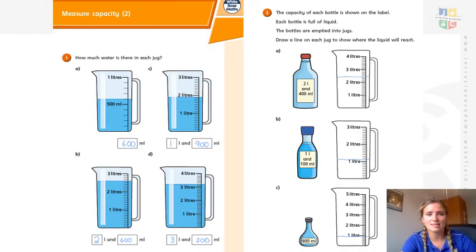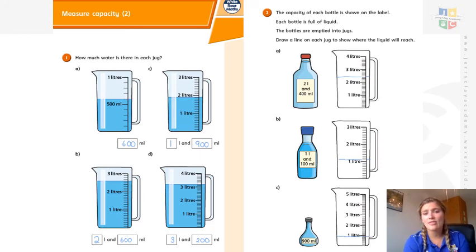So let's have a look at the answers. Number 1, how much is in the jug? In A, we can see that the increments are going up in 100s, so it would be 600. For B, we can see that the little lines are going up in 100 millilitres. I know there are 2 whole litres, so it'll be 2 litres, and if I count up in 100 millilitres, there will be 600 millilitres.